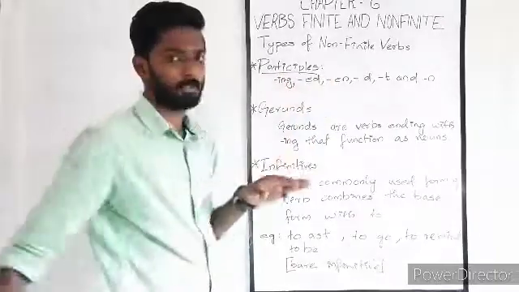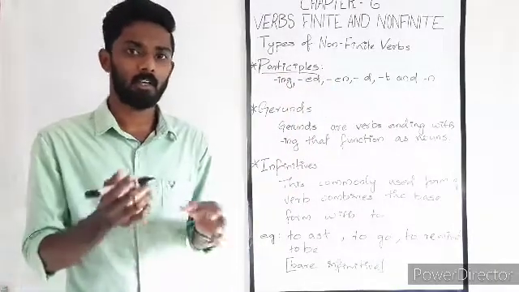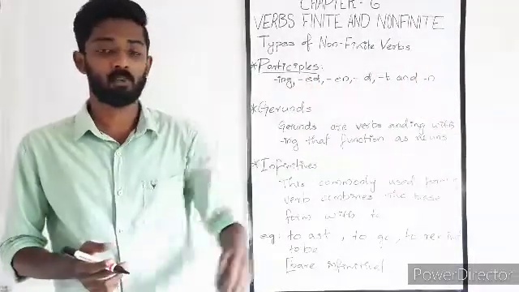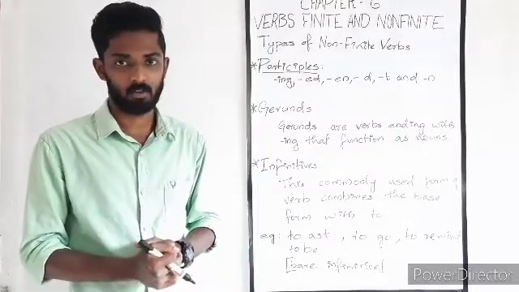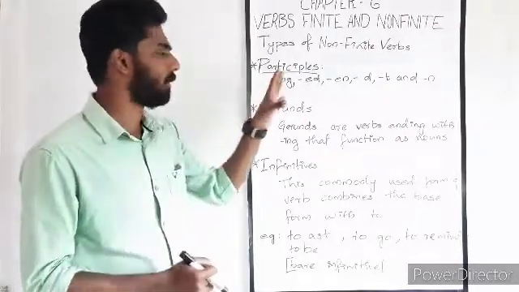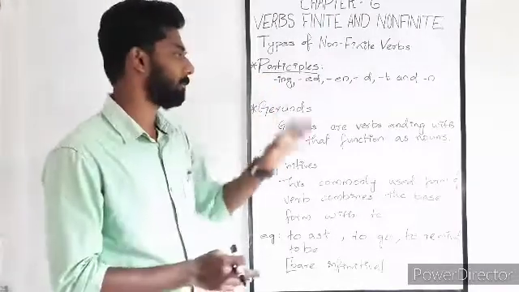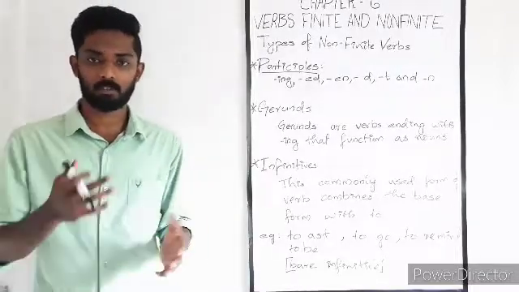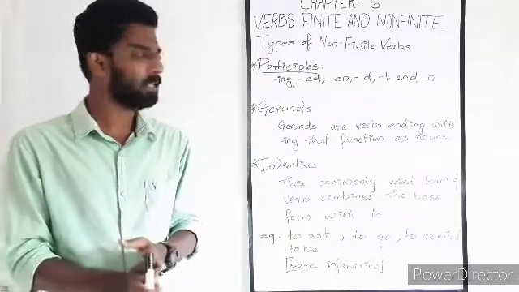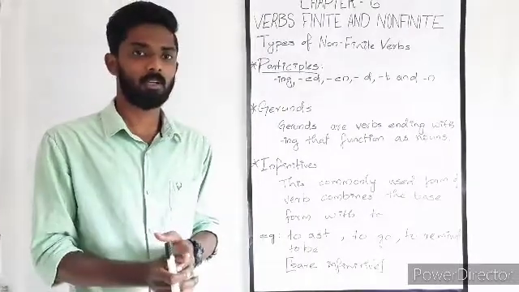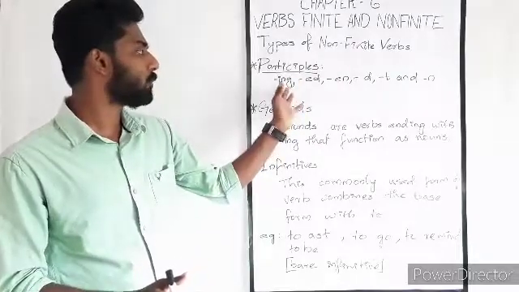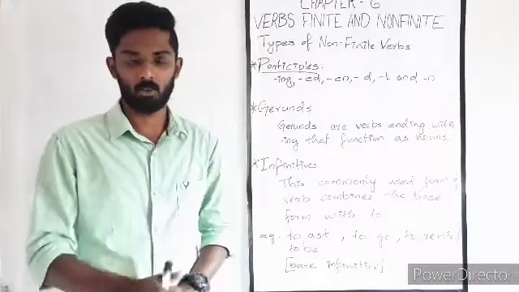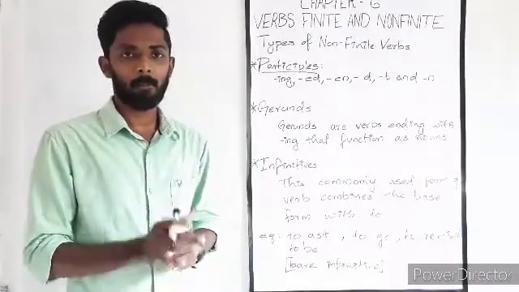What are participles? Participles are the ing, ed, en, d, t and n forms of verbs in a sentence. There are three kinds of participles. We can explain them like present, past or perfect. I will explain all those things in detail. As I said, there are verbs ending with ing, ed, en, d, t and n. These will be the participles.